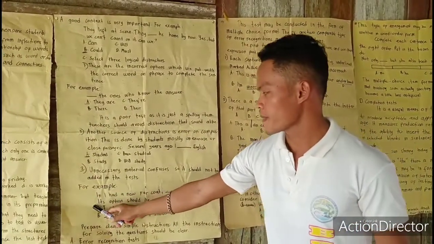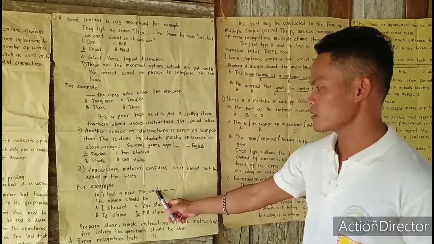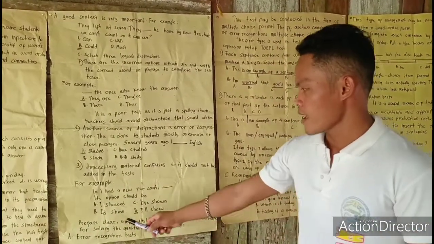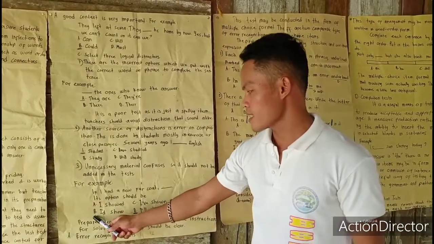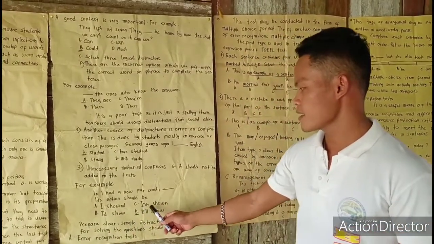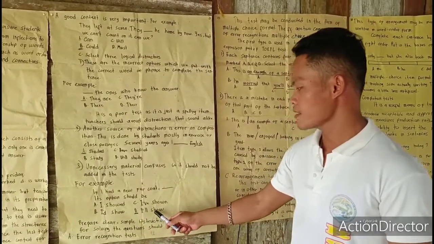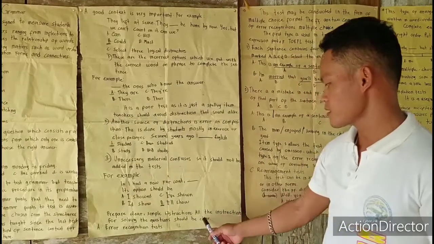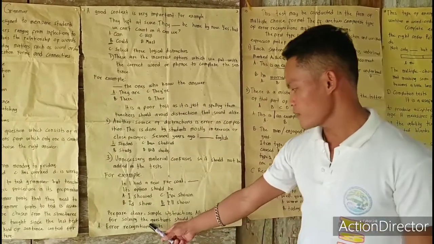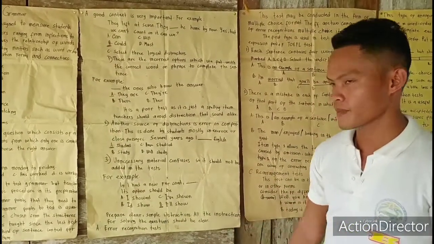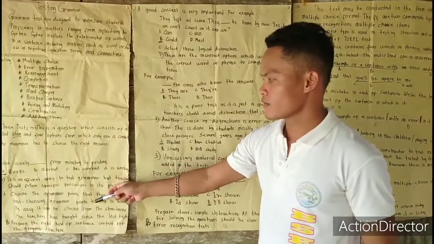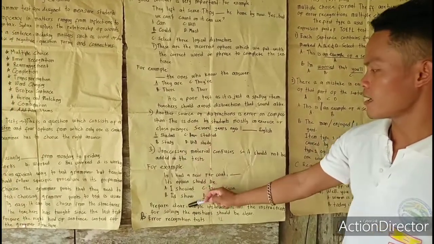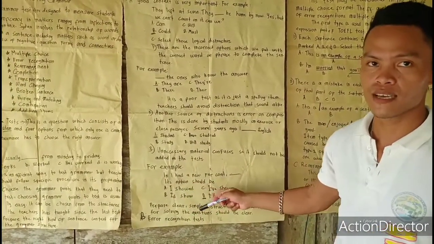For example, if I had a new fur coat, blank, its options should be A. I showed, B. I'd show, C. I've shown, D. I'll show. Prepare clear, simple instructions. All the instructions for solving the questions should be clear. Those are the guidelines of a multiple choice, the do's and don'ts in making a multiple choice test.